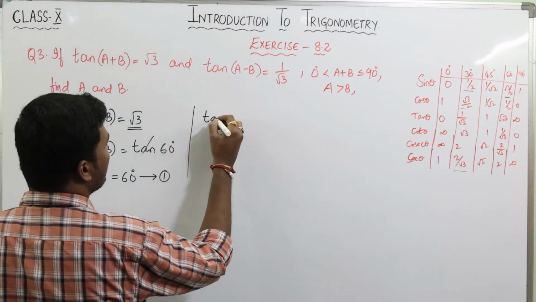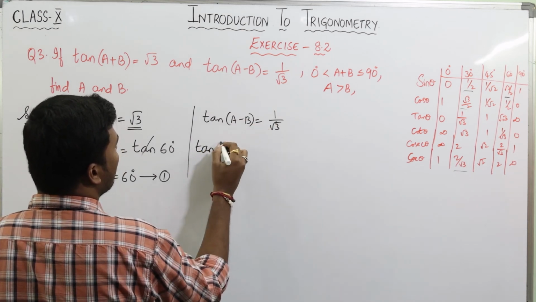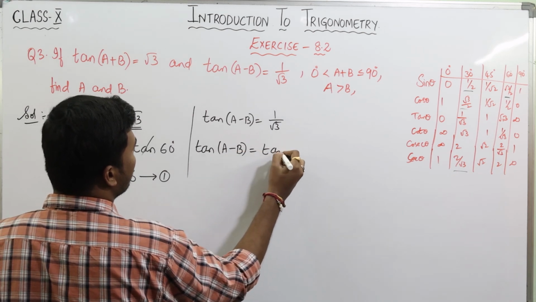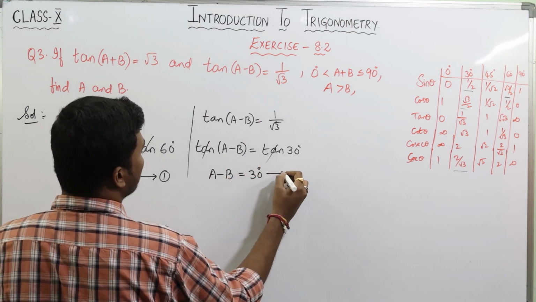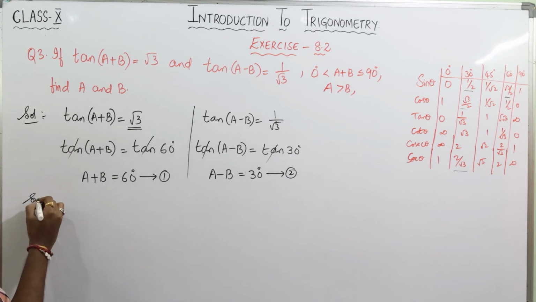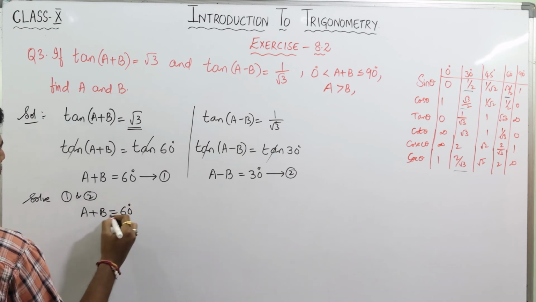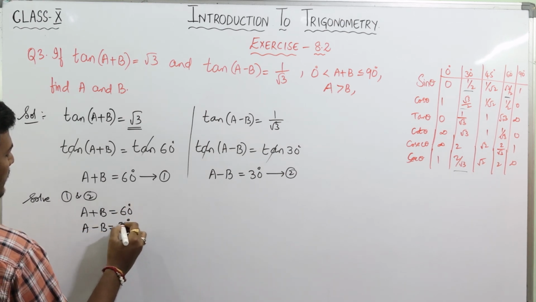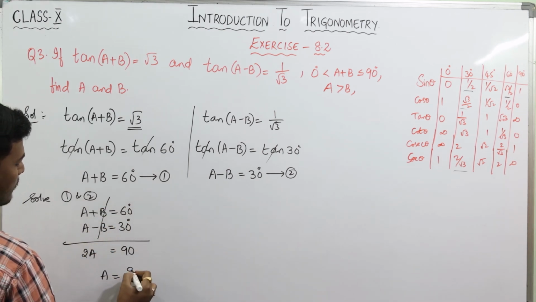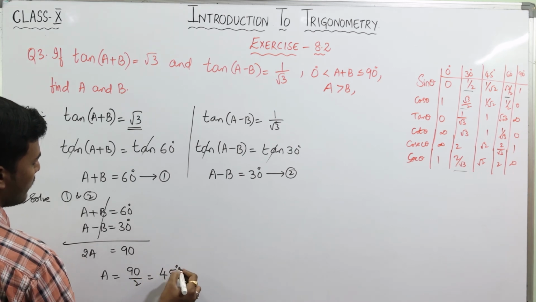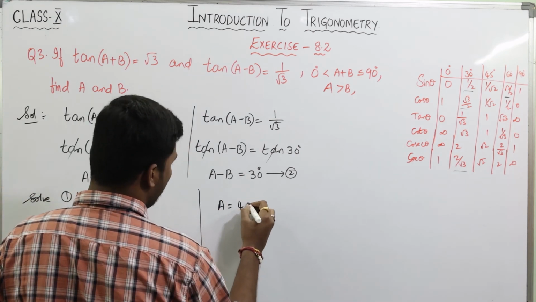Similarly, tan(a minus b) is equal to 1 by root 3. So when is tan 1 by root 3? Tan 30 degrees. So a minus b is equal to tan 30 degrees. Tan gets cancelled, then a minus b is equal to 30 degrees. This is the second equation. Now solve 1 and 2, that is a plus b is equal to 60 degrees and a minus b is equal to 30 degrees. Then b gets cancelled, 2a is equal to 90, a is equal to 90 by 2, which is equal to 45 degrees. So therefore the value of a is 45 degrees.